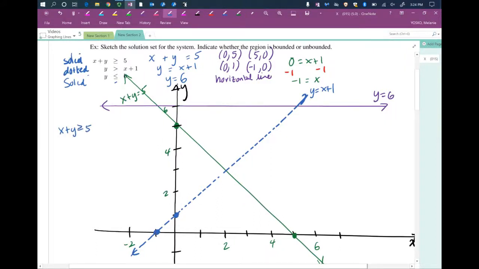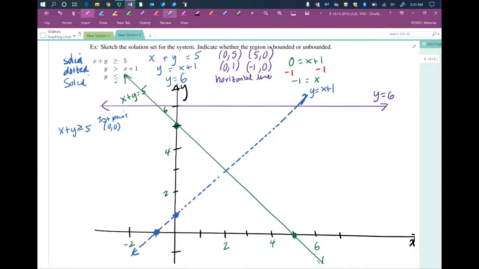We're going to choose a test point that is not on the line. I'm kind of lazy. I want to do something really easy, so I'm going to pick 0, 0 if possible. And I notice 0, 0 is not on my line. x plus y equals 5 was this green line right here, and notice 0, 0 is right here. We're not going to have 0, 0 crossing through that line.